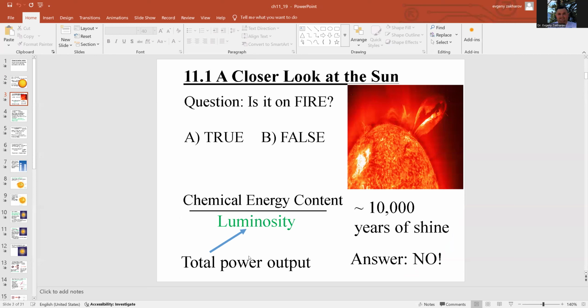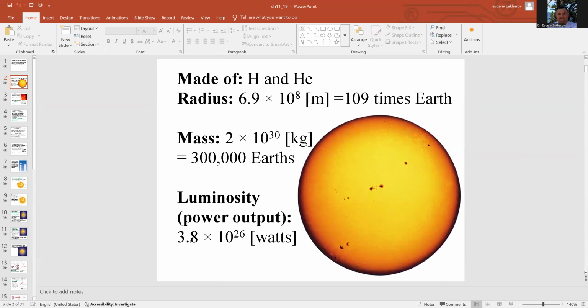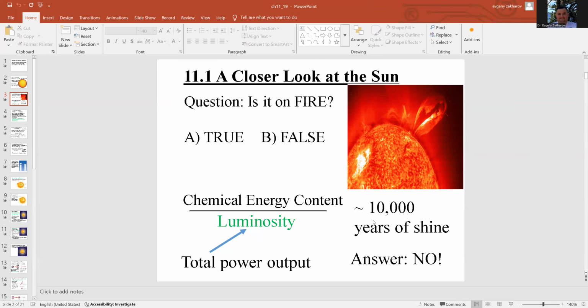So let's take a closer look. What do we see? Is it on fire? Is that fire that is burning that you see on this diagram? Turns out it's not even close, because if you divide the amount of energy that would just generate fire by the total power output that we just discussed, the 3.8 times 10 to the 26, you will only get about 10,000 years of sunshine. Okay, 10,000 years of shine. And we know that the solar system is 4.5 billion years old and the sun is still there. So it's clearly not fire that is burning, something else.